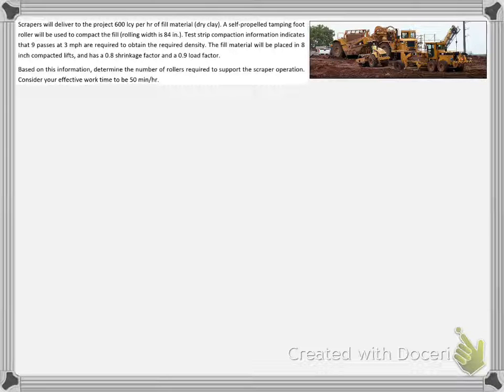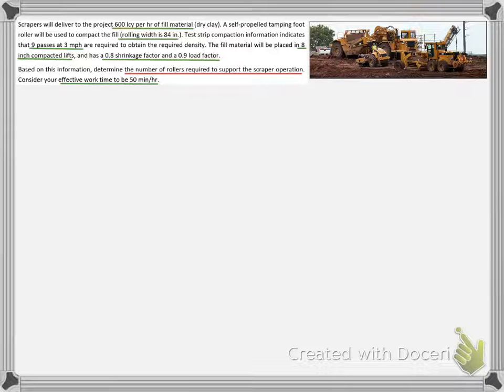In this exercise, we'll practice the calculations needed to estimate the compaction productivity and how to match it with a hauling operation. The soil is hauled by scrapers at a rate of 600 loose cubic yards per hour. We are given the compaction requirements, the roller width, the fill lift thickness, and the soil load and shrinkage factors.